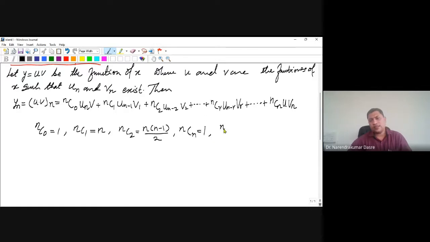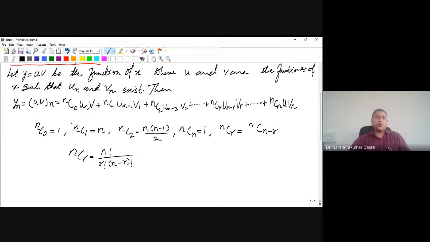What is the relation that we know? nCr is equal to nC(n minus r). And how do we define this nCr in general? nCr is equal to n factorial upon r factorial into (n minus r) factorial. So in general we define nCr like this.